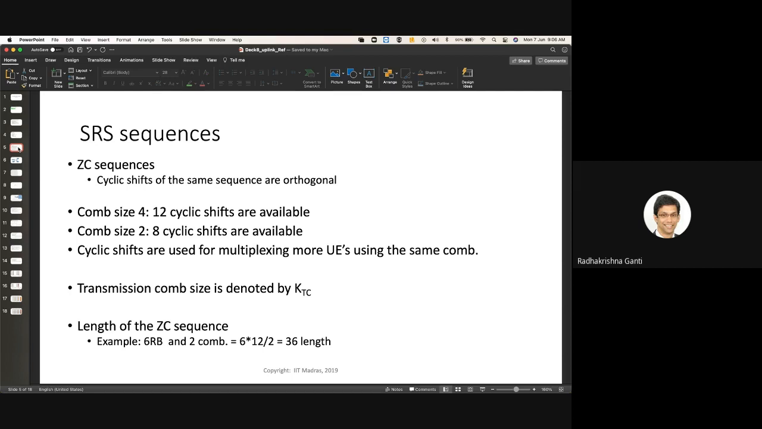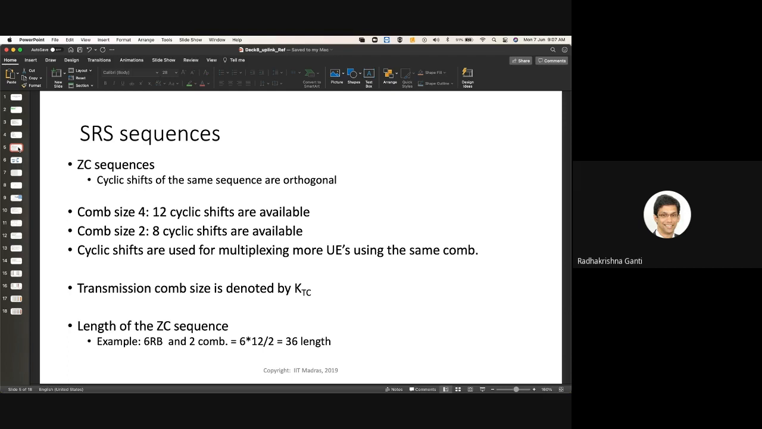So how do they keep them orthogonal over different ports? They can make them orthogonal by using cyclic shifts of these ZC sequences. We have seen this earlier when we were doing PRACH, that you take a ZC sequence, you cyclically shift it, and both the sequences are orthogonal. They use the same property here, and they send different cyclic shifts in different ports so that they become orthogonal. The number of cyclic shifts is fixed. In a comb size 4, 12 cyclic shifts are available. In a comb size 2, 8 cyclic shifts are available.